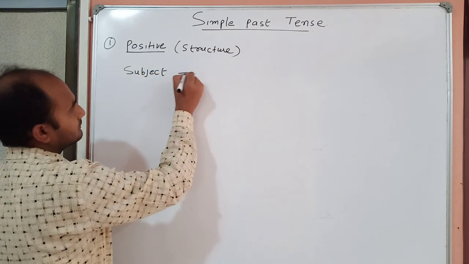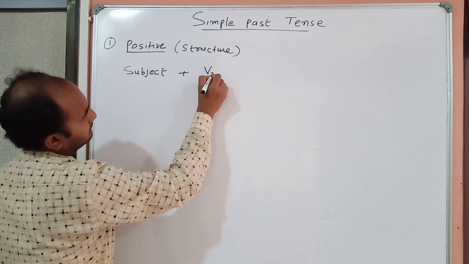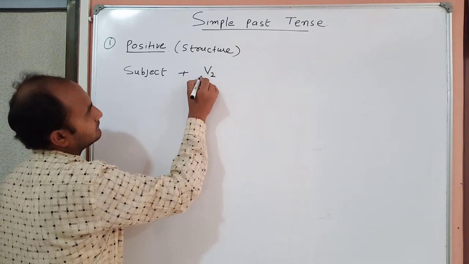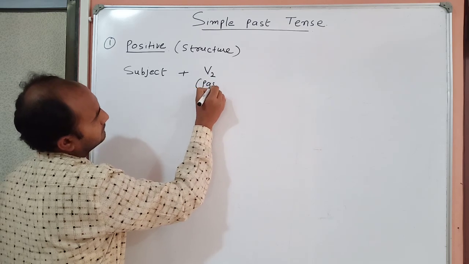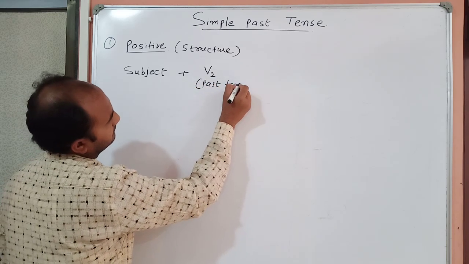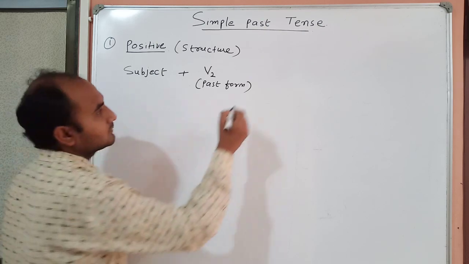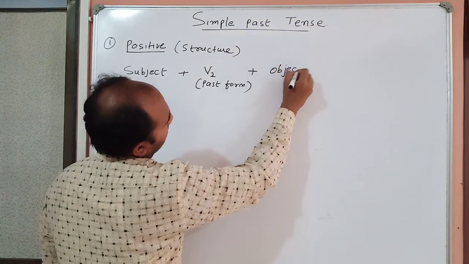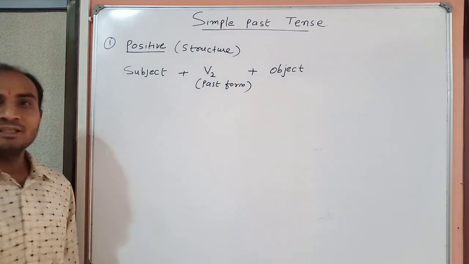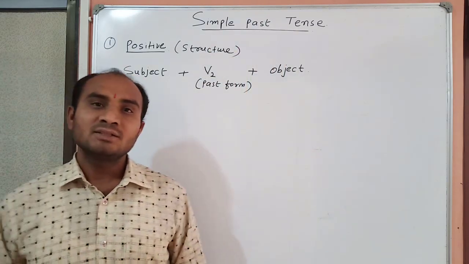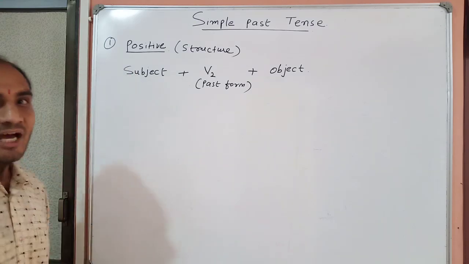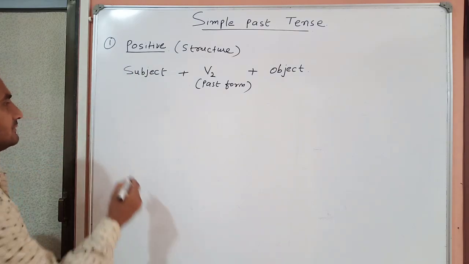Subject, V2. That means past form, and then object. It is the structure of simple past tense. Now we will make the statements.